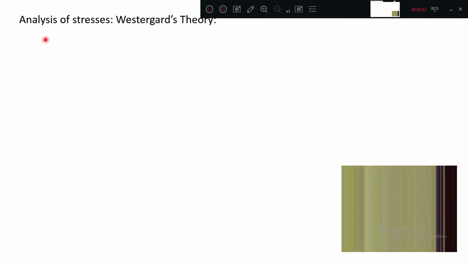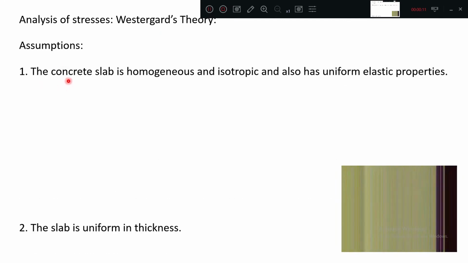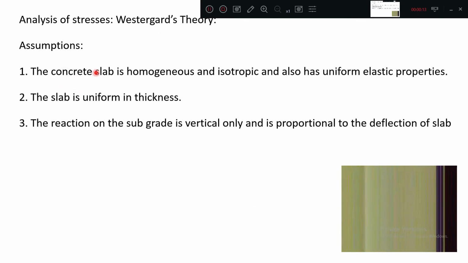Okay, we will see the next concept, that is analysis of stresses, which is done by Westergaard's theory. Okay, what were these assumptions? These are the common assumptions. The slab is homogeneous, isotropic, and all elastic properties are uniform. And the slab is of uniform thickness, and the reaction of subgrade, that is K, is vertical only.